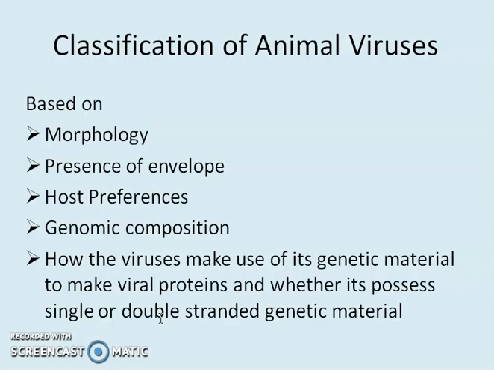So during this multiplication, how they use the genetic material to produce viral proteins, and whether they carry DNA or RNA as genetic material, is an important criterion for modern classification systems.